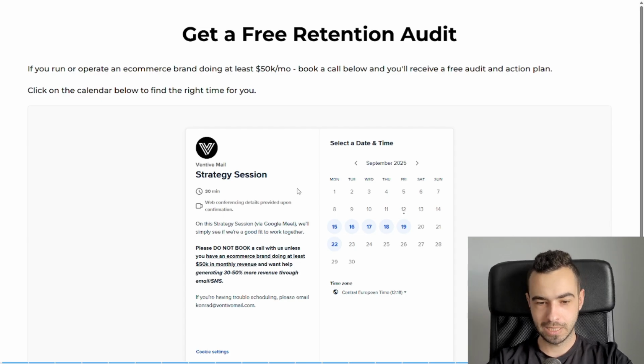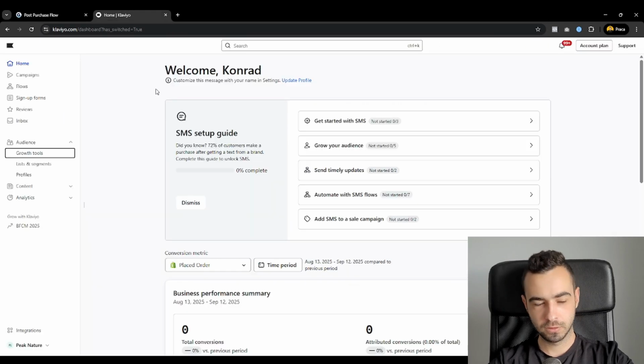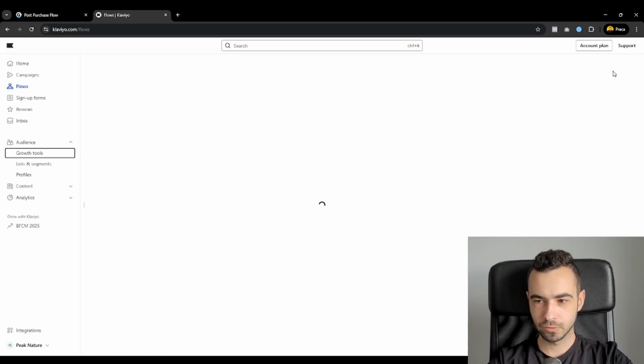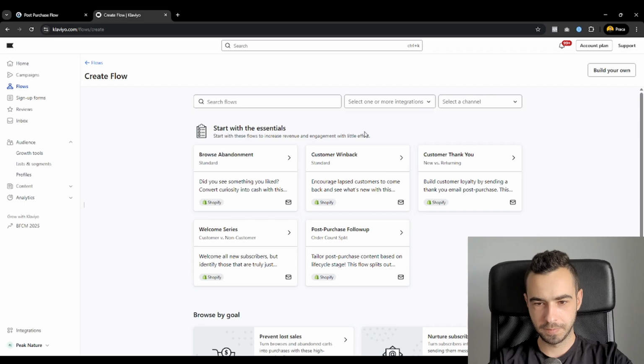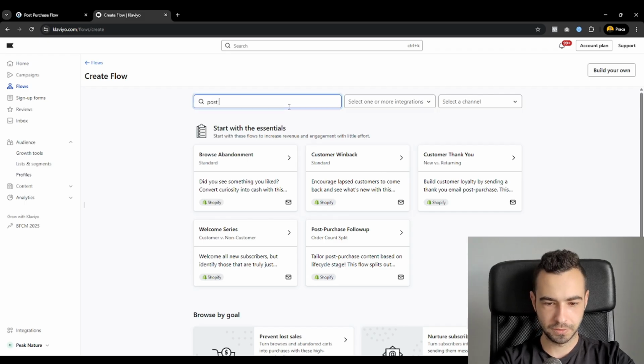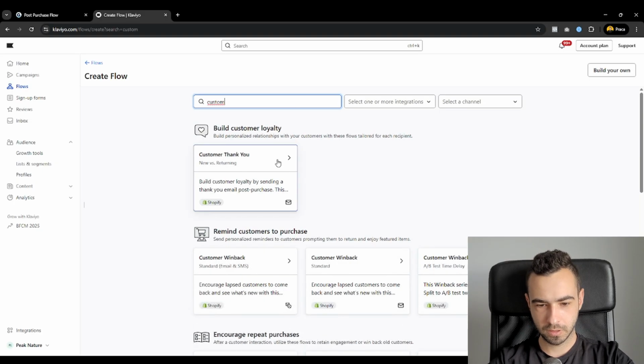But this video is not done yet. I'm going to show you how to create these post-purchase flows in Klaviyo, which again is going to be super simple as well. This is Klaviyo's new UI, which is honestly pretty nice. So what you need to do is go to flows, then click on create new or create flow. And then you can either create your own, or you can see that they have already post purchase follow-up, or they call it customer thank you, which doesn't really matter.